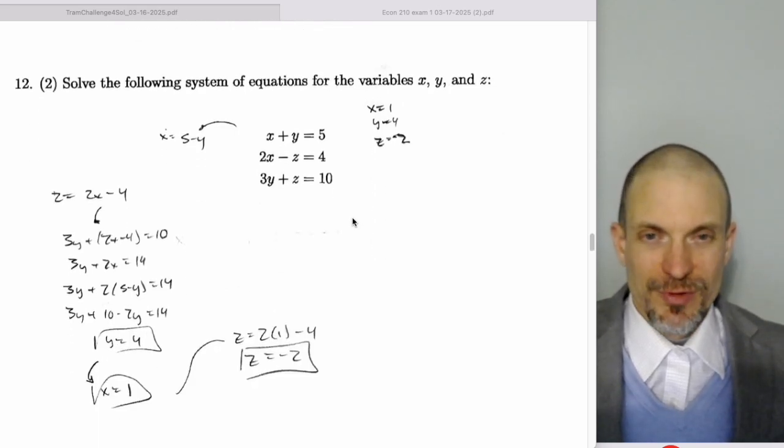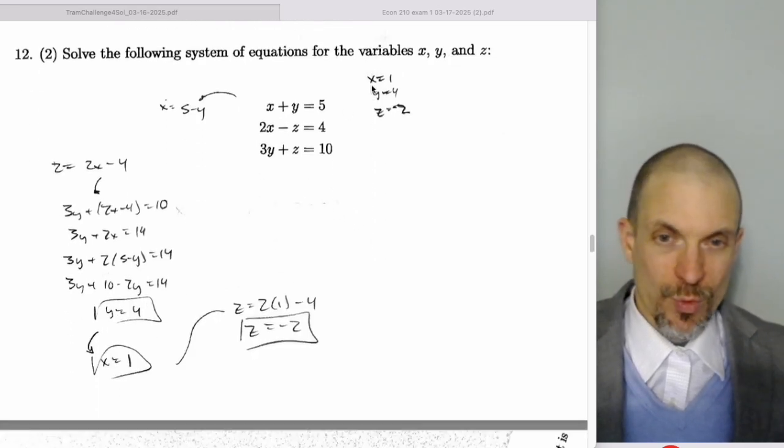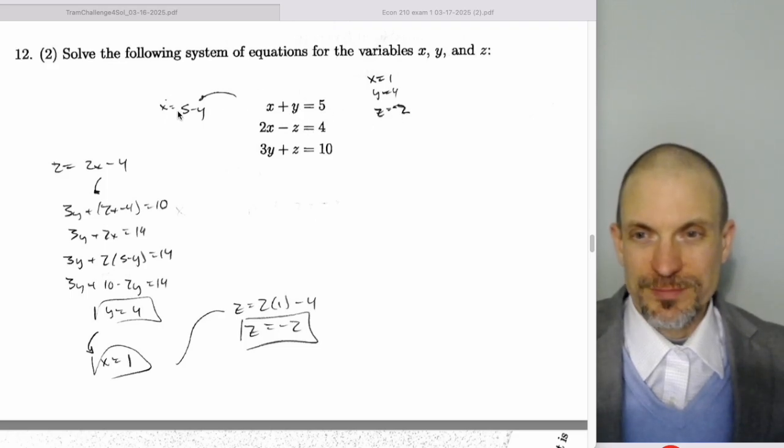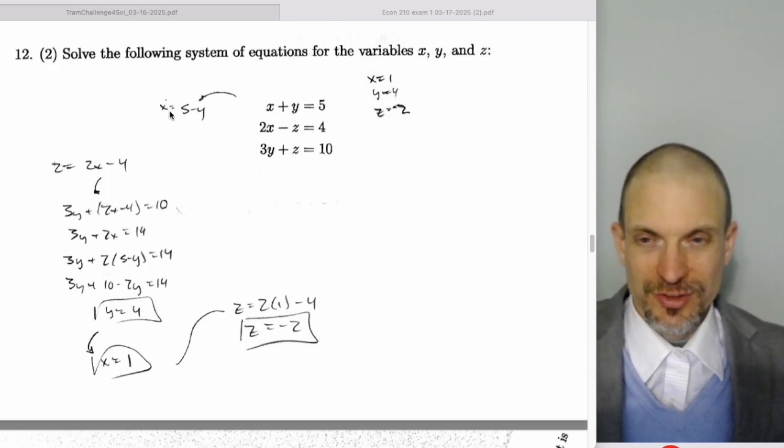Solve the following system of equations for x, y, and z. It's going to be 1, 4, and then minus 2. So I took the first one and solved it for x: x is 5 minus y. Then I looked at the second one and solved this for z. z is equal to 2x minus 4.